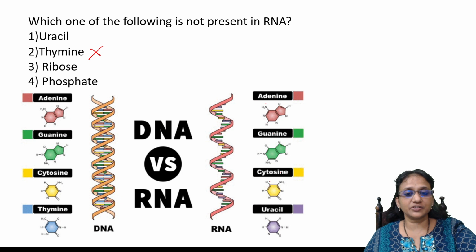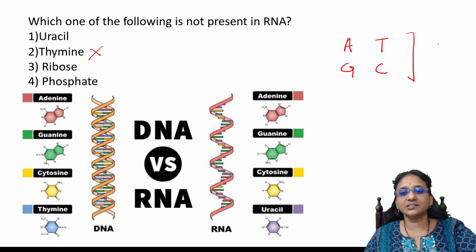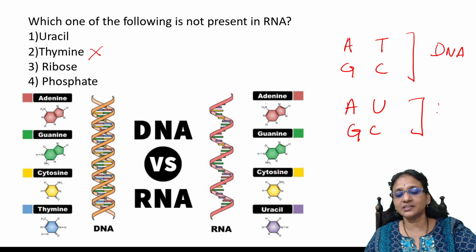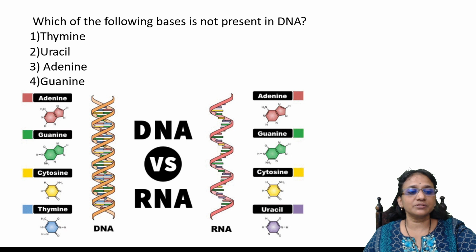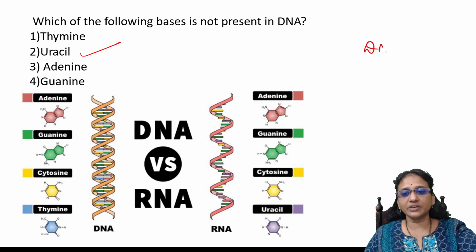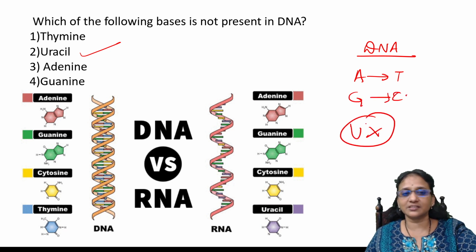And here, in case of RNA, once again, let me write. In DNA, A is here, T is there, G is there, C is here. In RNA, A is here, uracil is here, G is here, C is here. Okay, done. Easy? Sure. Thymine is absent. Next question. Which of the following base pairs is not present in DNA? Oh, easy. That's nothing but uracil. In DNA, what do we have, students? We have A, T, G, C. Correct? Done. Uracil is not there.